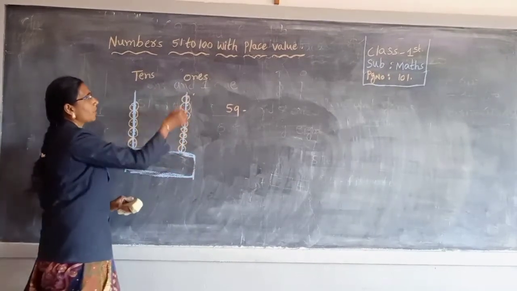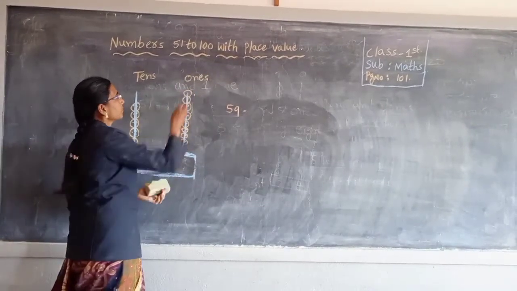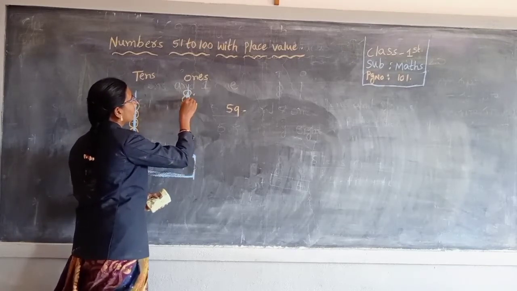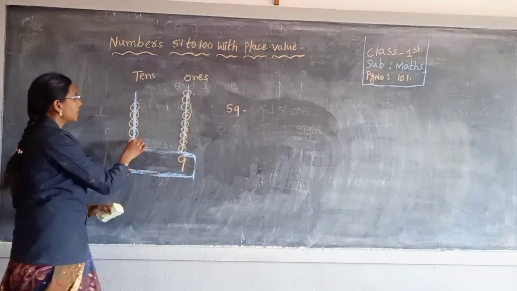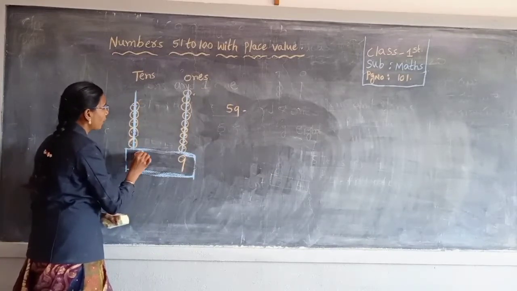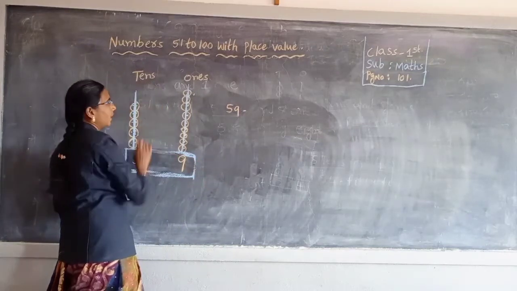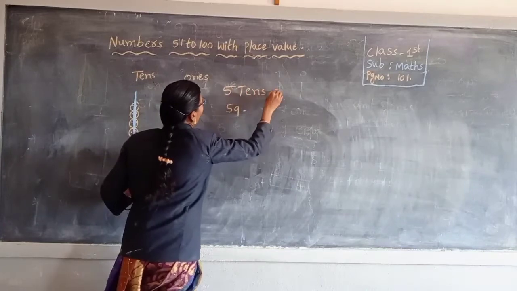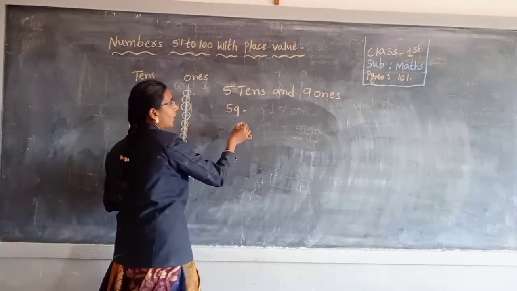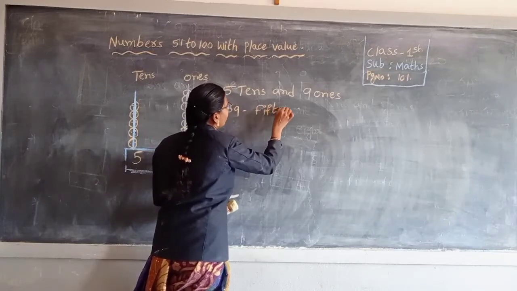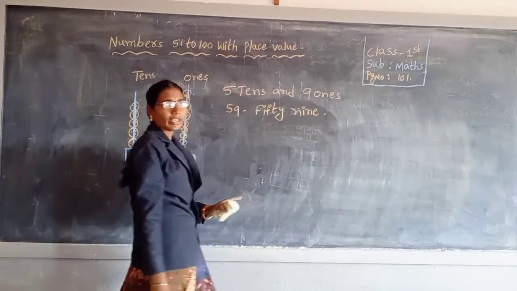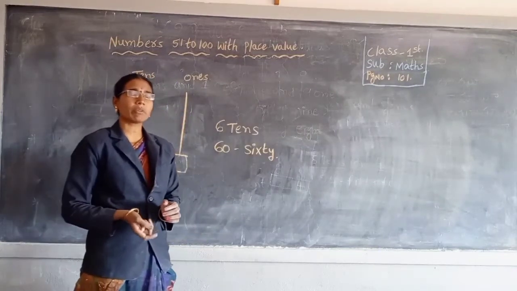59. Ones place. How many beads do you have? Count, children. Yes, very good. 1, 2, 3, 4, 5, 6, 7, 8, 9. 9 beads. Tens place, how many beads do you have? Count, children. 1, 2, 3, 4, 5. 5 beads. So 59. 5 tens. 5 tens and how many ones do you have? 9 ones is 59. F-I-F-T-Y, 50. N-I-N-E, 9. 59. 59 comes after which number?